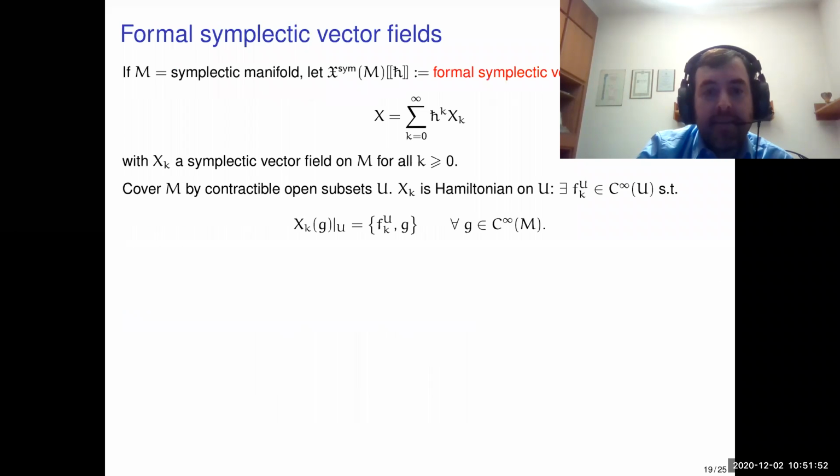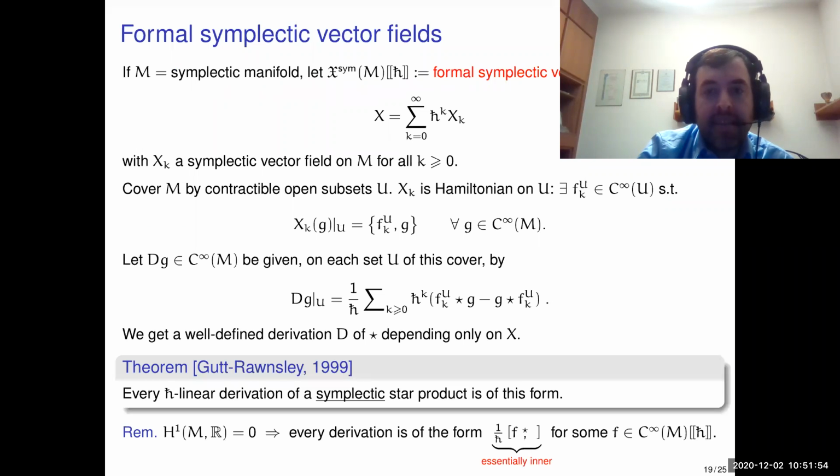Another thing that is true is this characterization in terms of formal symplectic vector fields of derivations. This is true if B1 is antisymmetric. But in the general case, you just have to reparameterize things. It's not a big difference. So every star product is equivalent to one which has B1 antisymmetric.